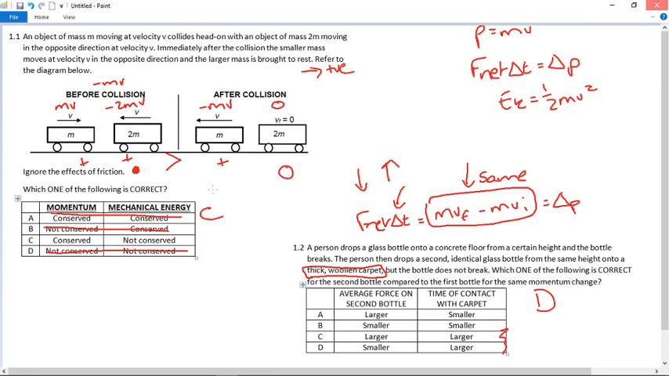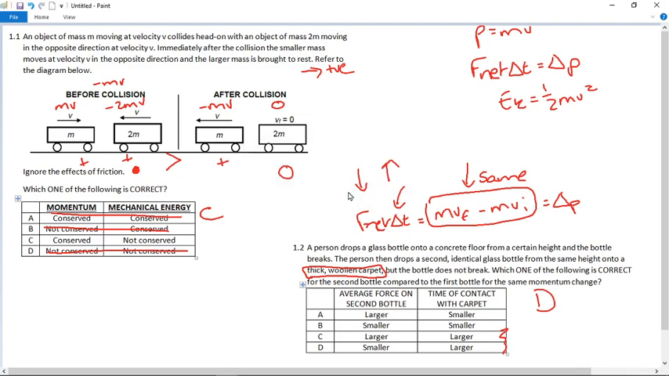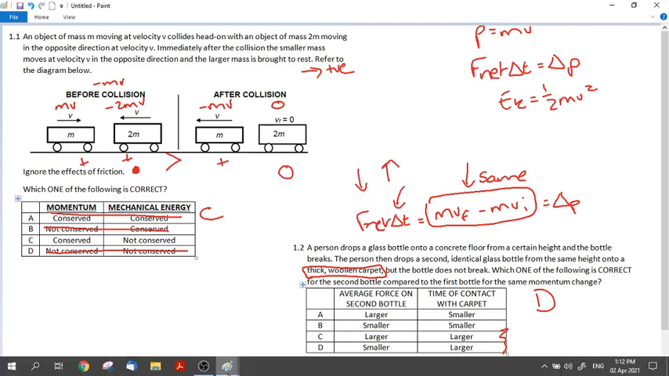Let's move on to the next question, if my computer cooperates. Let's have a look. What's the next question?